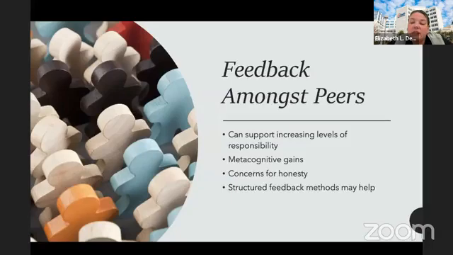This leads to metacognitive gains, but sometimes we have concerns for honesty. Either people want to see their peers get a good grade, or they're afraid of retribution if they offer negative feedback. So it's definitely important to think about structured methods that can assist everyone to give feedback that is useful.